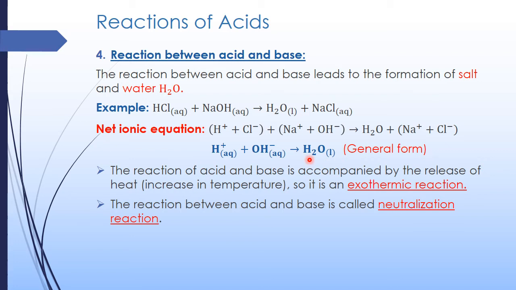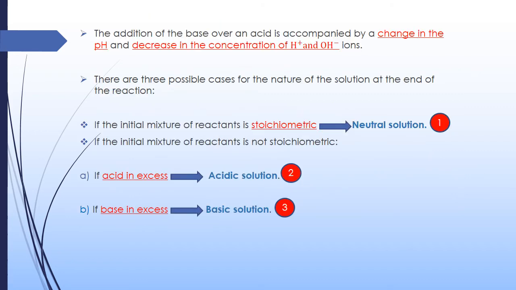This reaction, the reaction between acid and base, is called a neutralization reaction, and it's classified as an exothermic reaction since it releases heat. We observe an increase in the temperature during this reaction. Also, during the reaction between acid and base, the concentration of H+ and OH- ions decreases with time, and we will observe the change in the pH value of the solution.